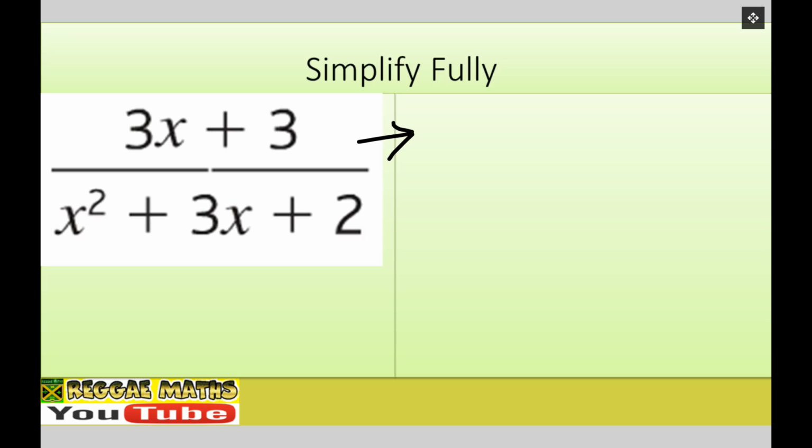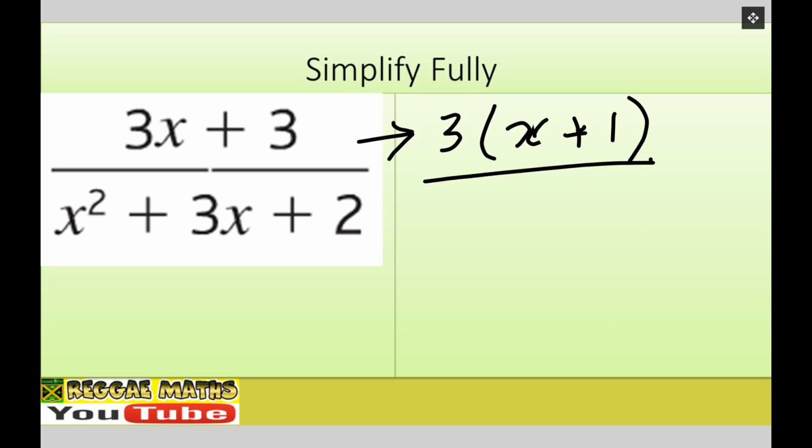Next here, again, looking at what's common, 3 for the top. So 3 goes outside the bracket, and x plus 1 goes inside the bracket. Then at the bottom here, what's common? So you've got x plus 1, x plus 2.